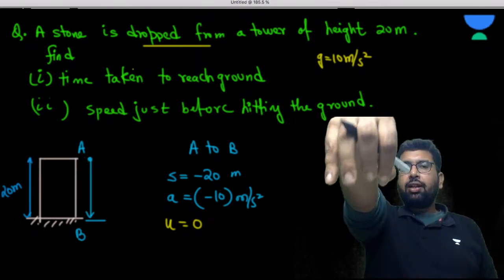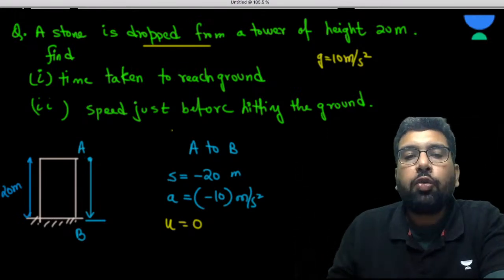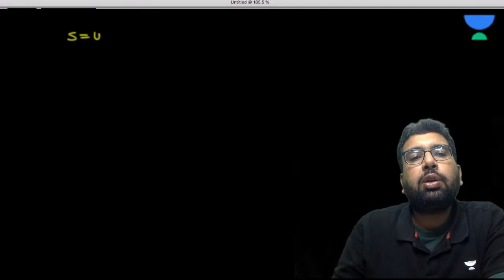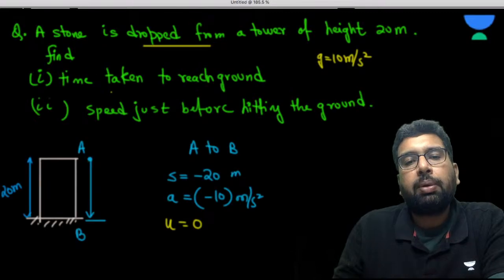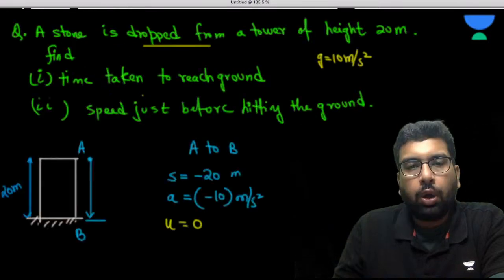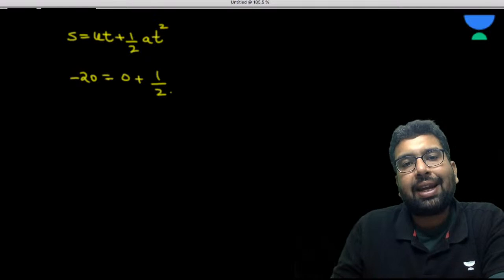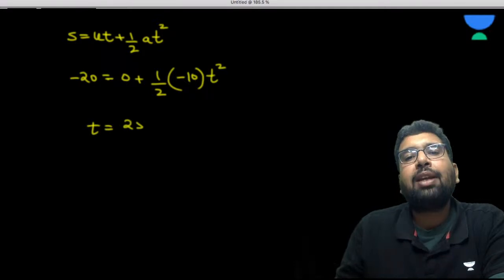That means that initially it was in the stationary position and it is dropped. So initial velocity is 0. Now when we have displacement, acceleration and initial velocity, we must use s is equal to ut plus half at square. So this is going to be minus 20. What is u? u is 0, plus 1 by 2, a is minus 10, and this is going to be t square. So we are getting t is equal to 2 seconds by solving the question.